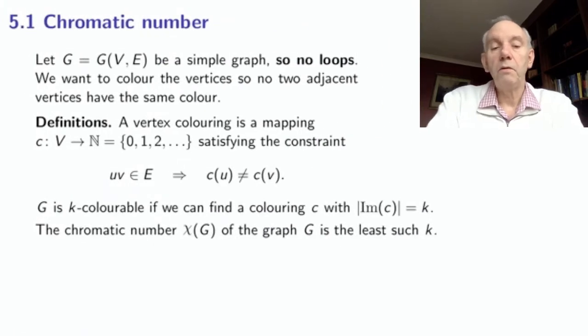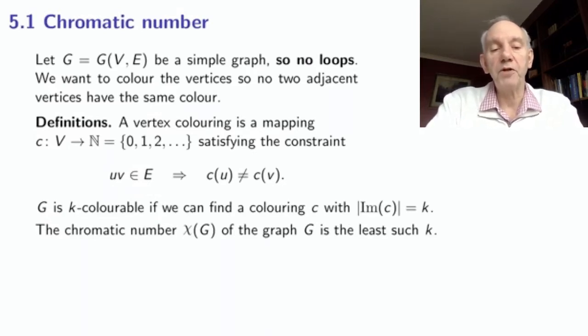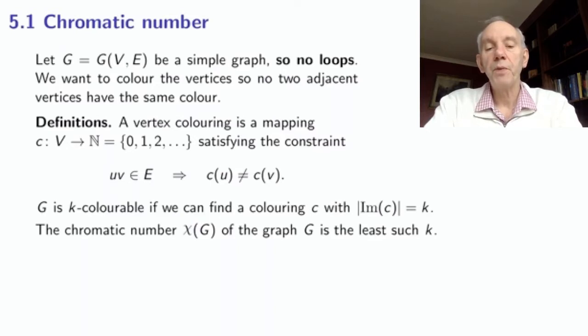Now, we can give some more definitions. One says that a graph is k-colourable, or can be coloured with k colours, if we can find such a vertex colouring which uses exactly k colours. So that means the image of our mapping C has size k. We don't need all the natural numbers, we only need k of them. Well, our graphs are finite, so we never need all the natural numbers, but we might need a bigger set. But if the graph is k-colourable, we only need k colours.